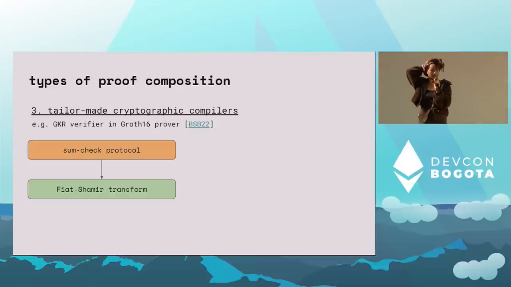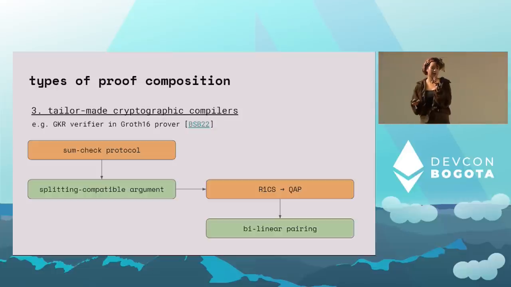But the problem with GKR is that it has a slow verifier, and it also uses the Fiat-Shamir hash as a cryptographic compiler, and this makes it very inefficient in the context of recursion. So what the team at Consensus did was they came up with their own cryptographic compiler that was custom made for their target proof system. And the target proof system here is like a Groth16 R1CS proof system. So really, that's going in the middle and making changes, customizing proof systems at a very low level for efficiency.